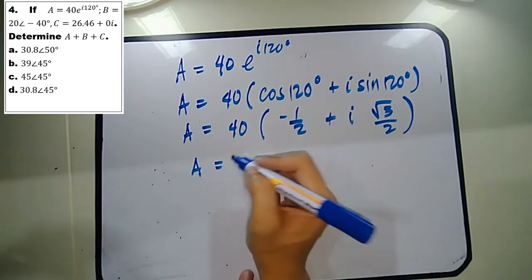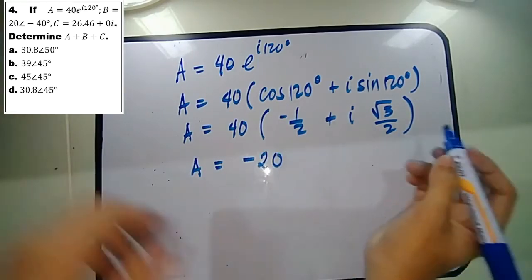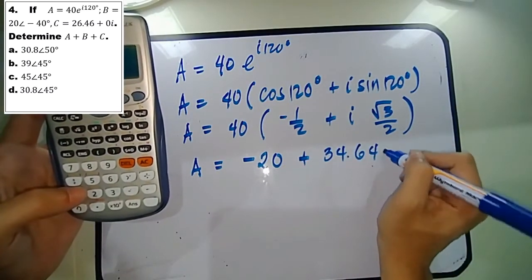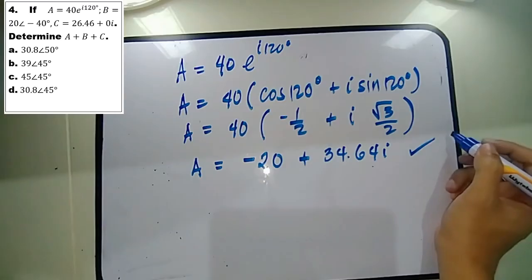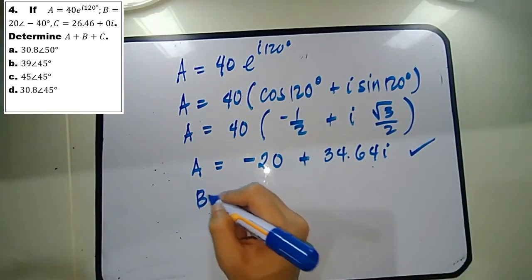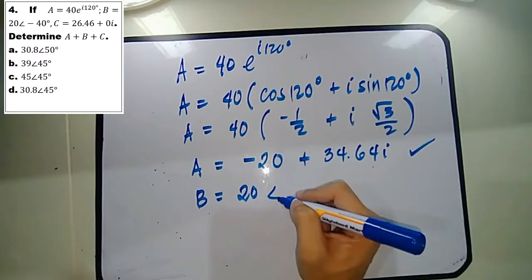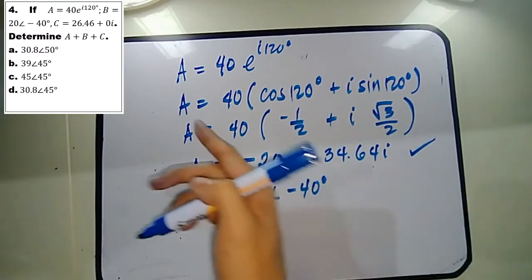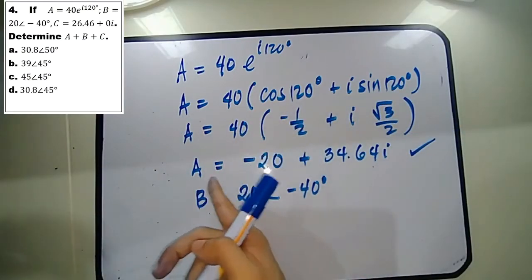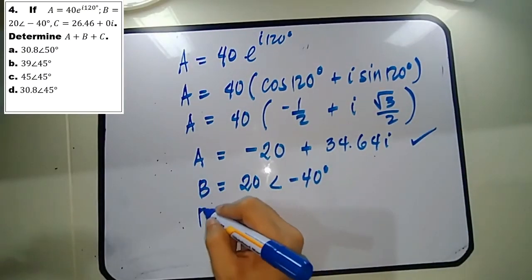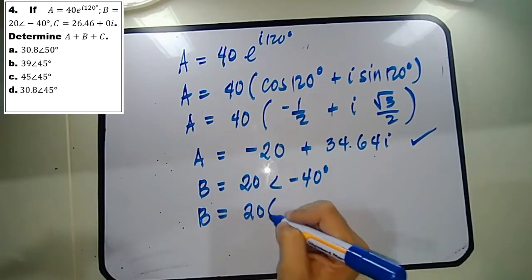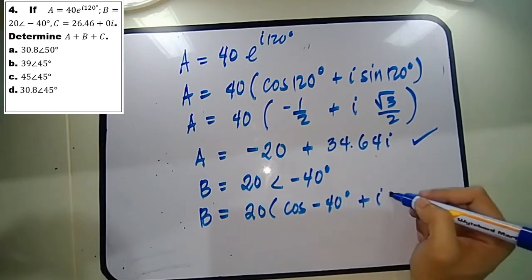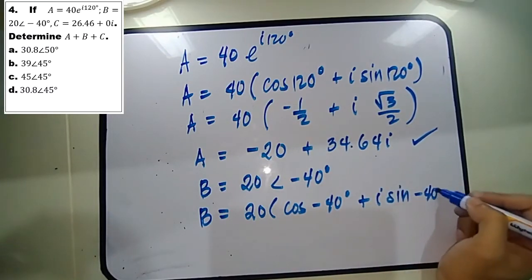So A equals negative 20 plus 34.64i. Okay na yung A. So B tayo, guys. So B is 20 angle, so we have here negative 40 degrees. Same process. Daan muna tayo, guys, sa trigonometric, then to rectangular. So B equals R, so 20, cosine negative 40 degrees, plus i sine negative 40 degrees.